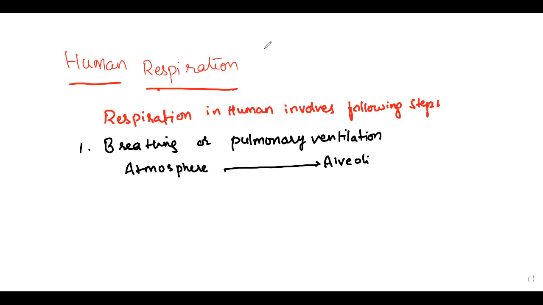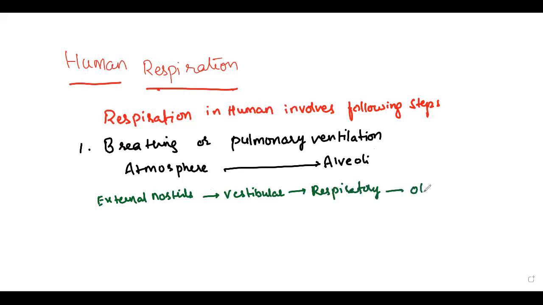So shall we remind ourselves once again of the total process? Yes, sir. Let's start. From where should we start? External nostrils. External nostrils open into the vestibular part. The vestibular part opens into the respiratory part, then the olfactory portion. Vestibular part, respiratory part, olfactory part. What do we commonly call these three collectively? Nasal chamber. Yes, these three are collectively called the nasal chamber.